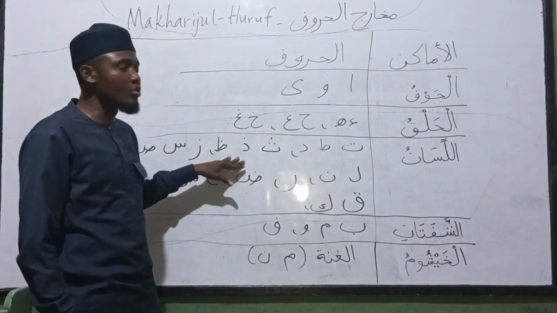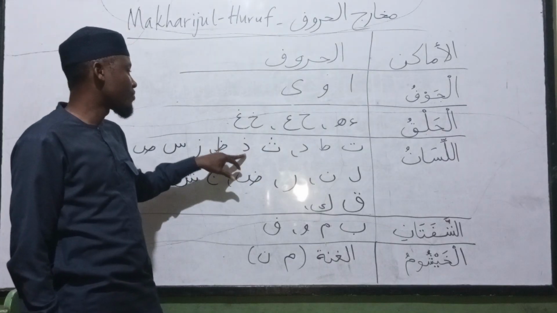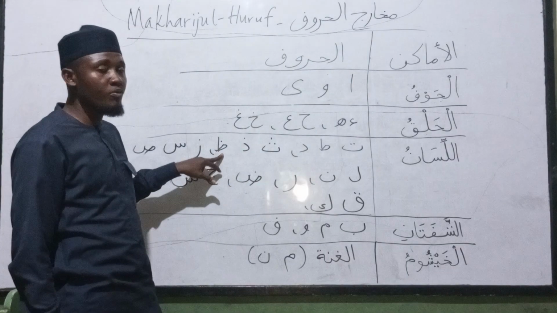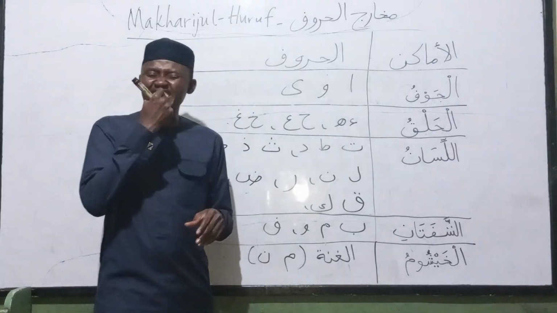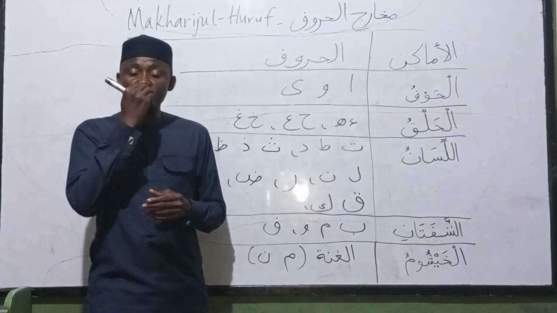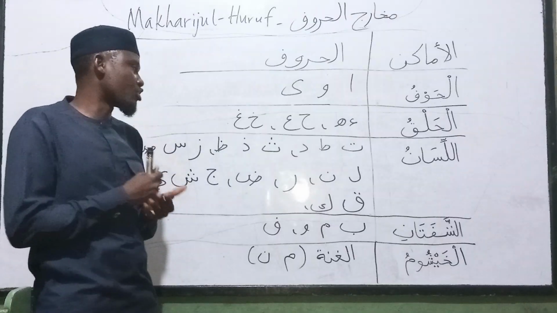Likewise, this group too. As, so for this group, we need the incisors and the tip of the tongue touching the incisors, leaving just a small gap that air comes out from.